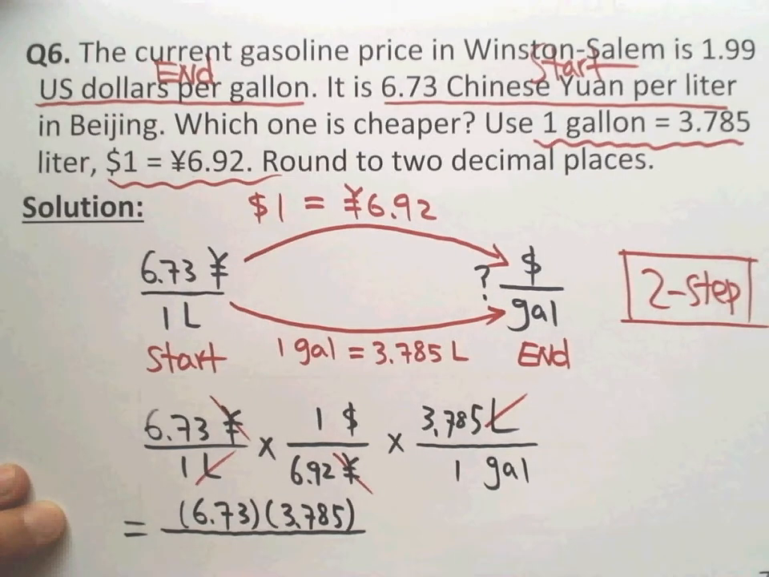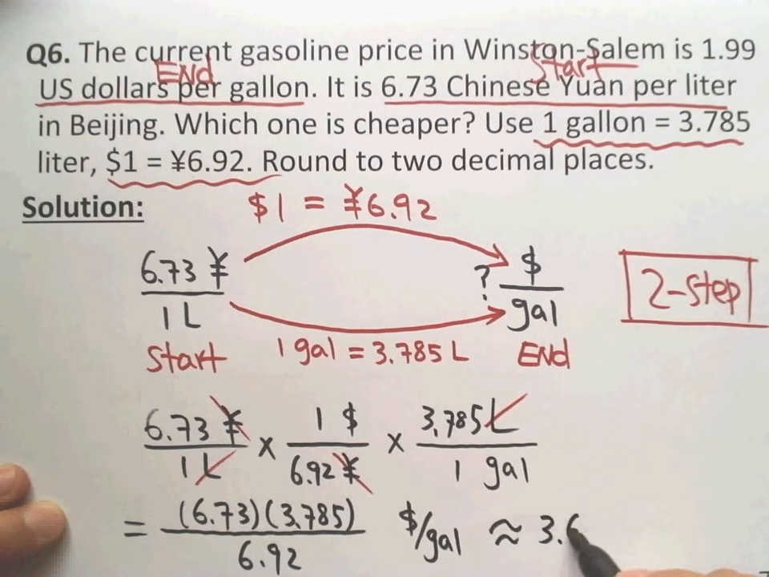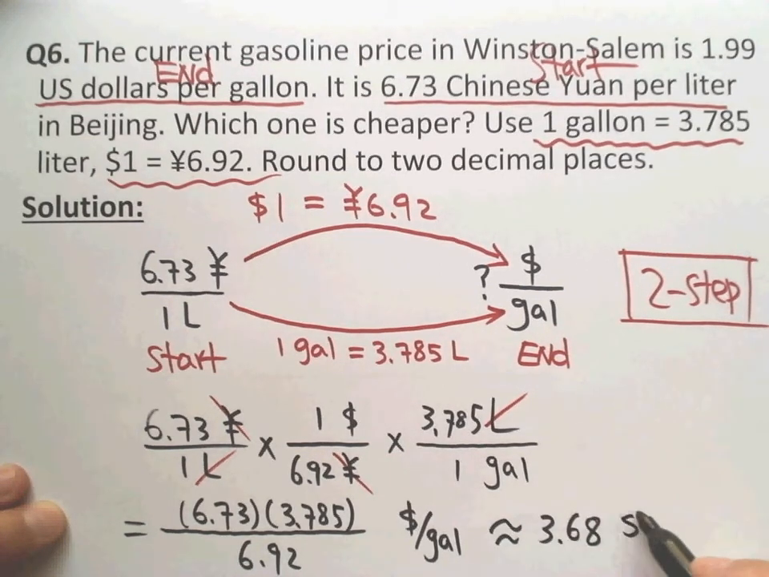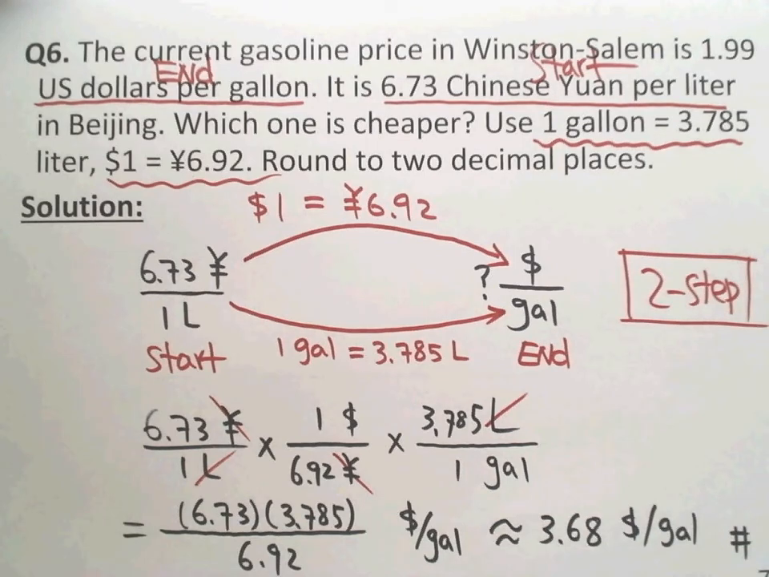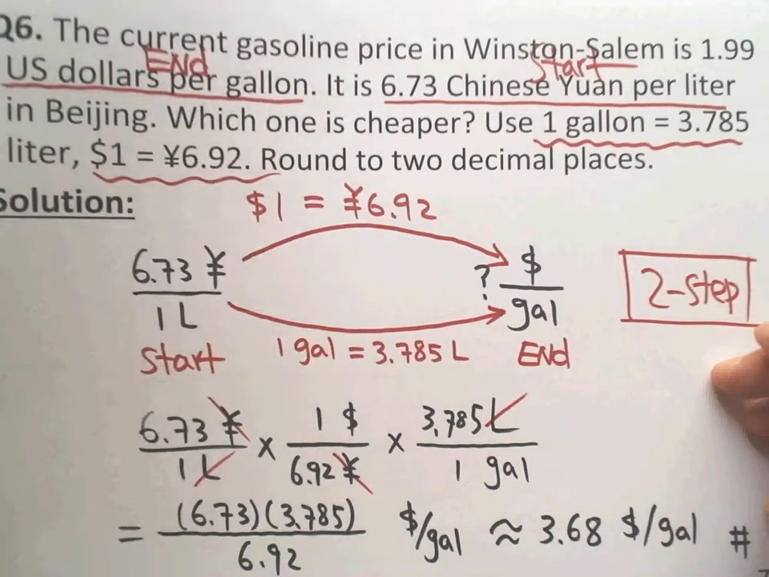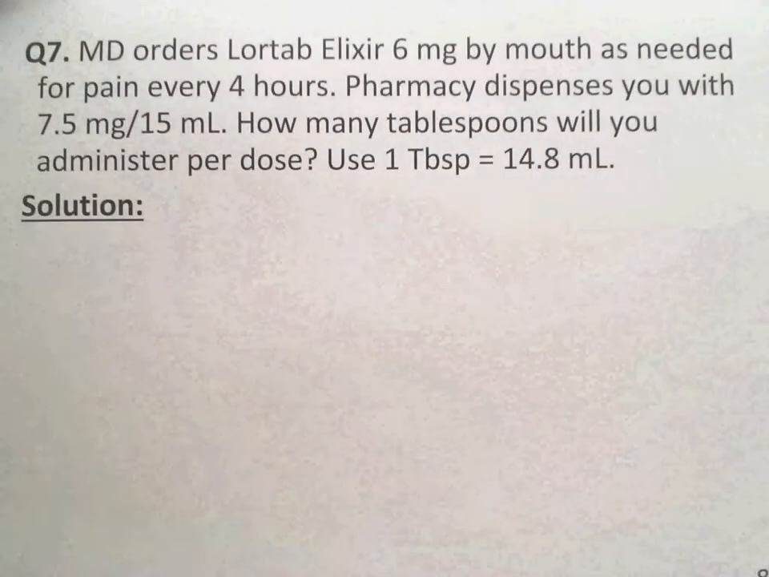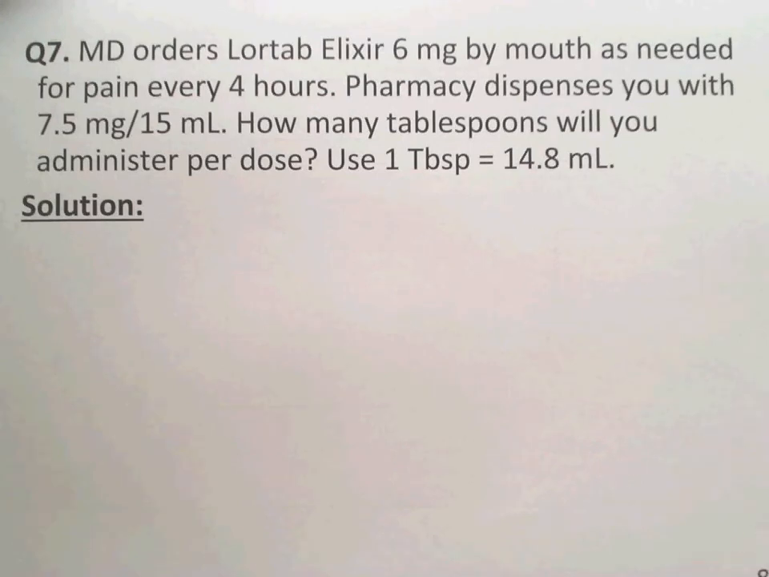All we need to do is merge the numbers. So which is 6.73 times 1, I ignore, times this, times 3.785. The bottom is only one number because times 1 we can ignore. The unit is US dollars per gallon, and do the calculation: 3.68 US dollars per gallon. This is the answer. What do we get?